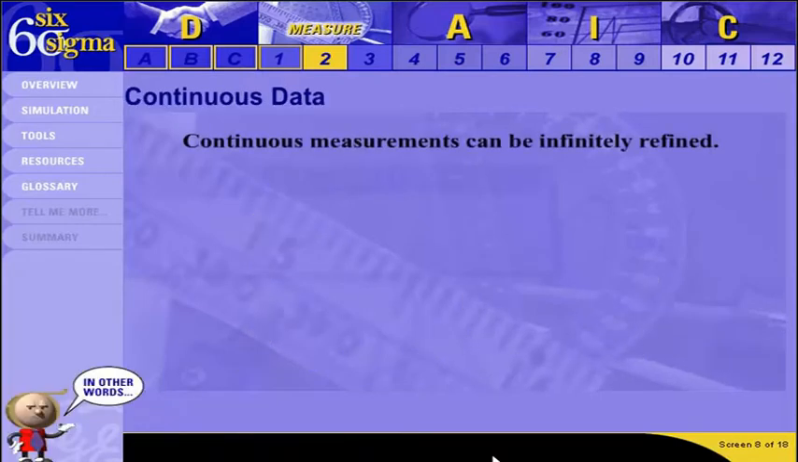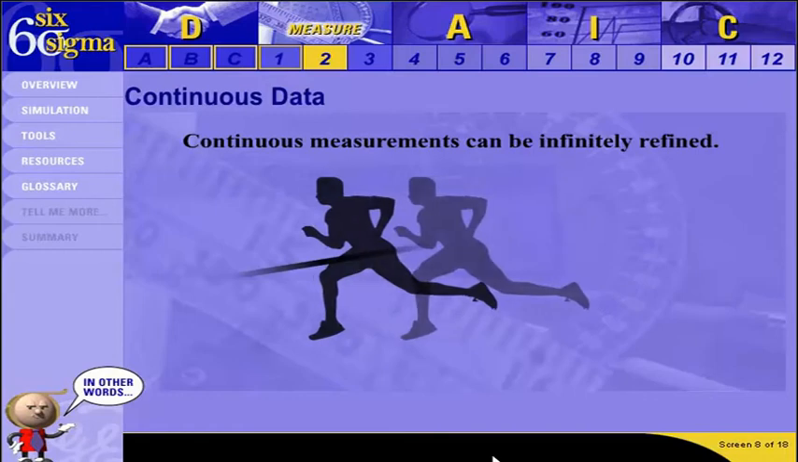Continuous data, on the other hand, can be refined to any degree of exactness. Time is a common example of continuous data. We often put convenient constraints on time, measuring it in years, months, days, hours, etc. But in reality, you can refine those measurements to infinity. Think of the Olympics where runners win by 1/1000th of a second.